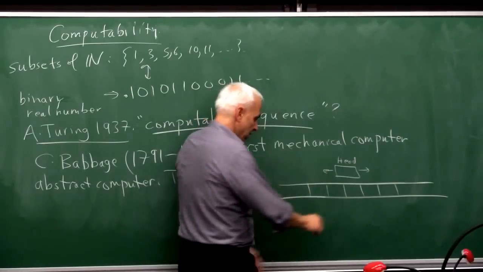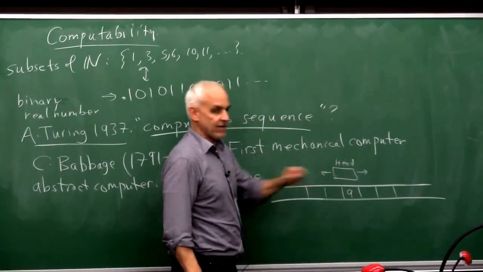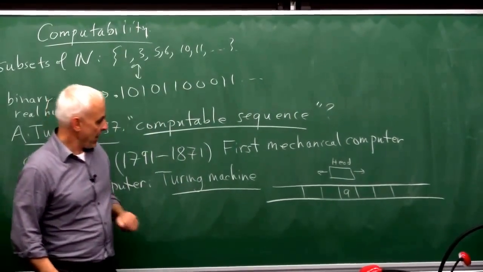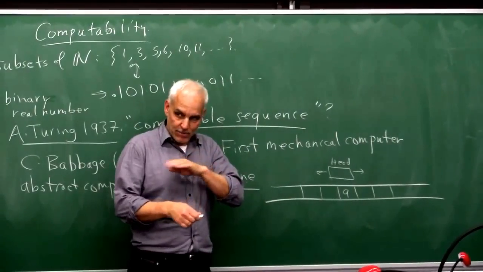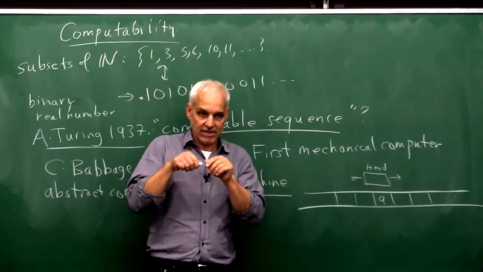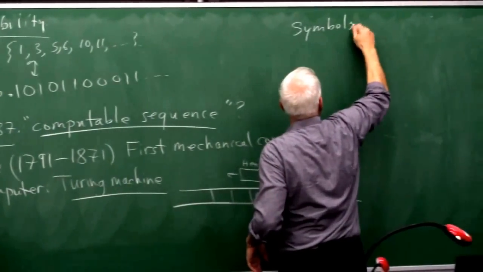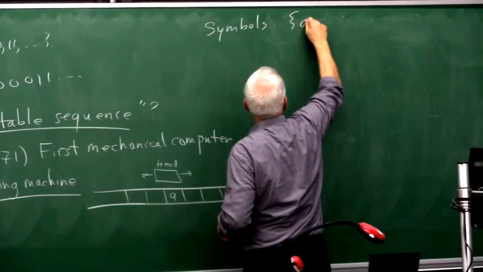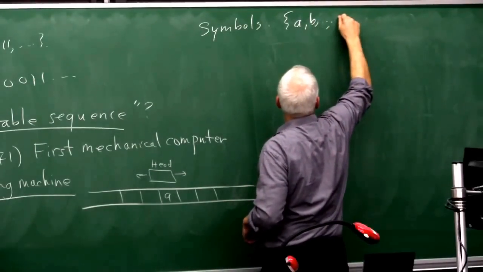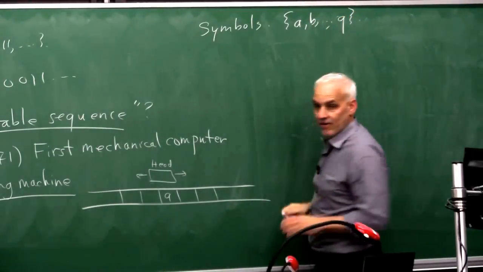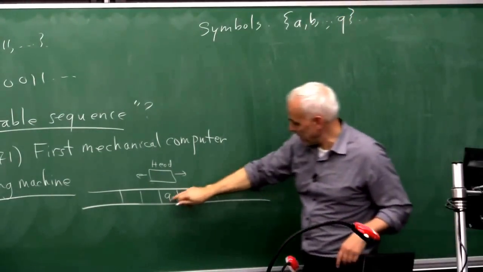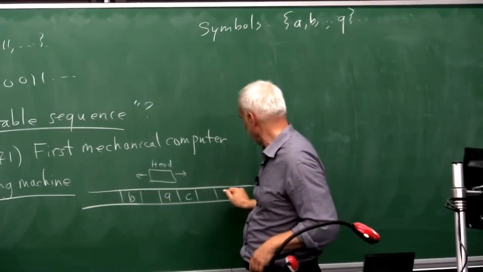It's allowed to write on any one of the spots. And it's also allowed to erase. So it can erase whatever is at one spot, and it can write a new symbol. So the ingredients are that you have symbols, and only a finite list, so A, B, up to, say, Q. You have a finite list of symbols. These are the symbols that are going to appear on your tape.